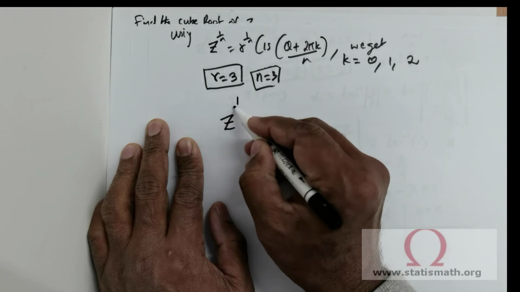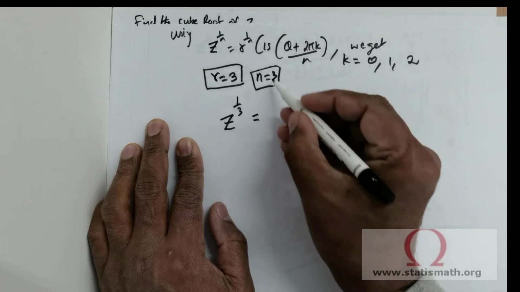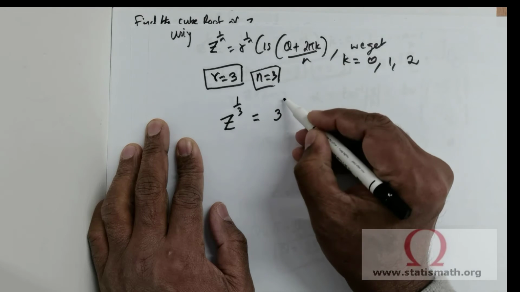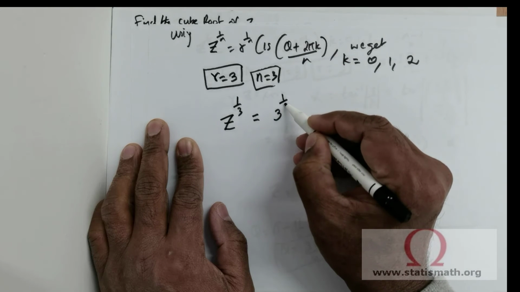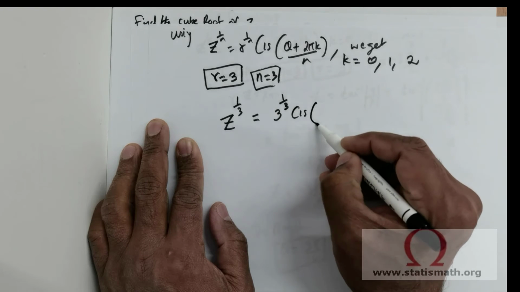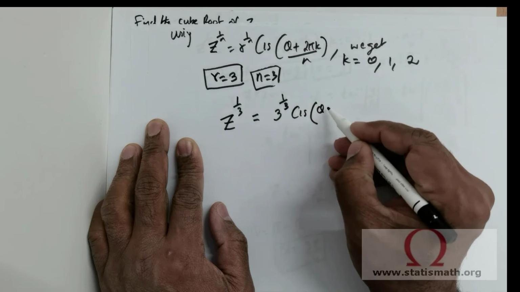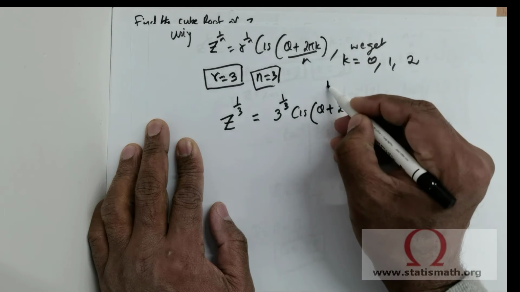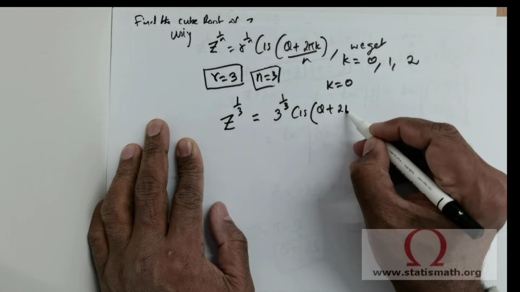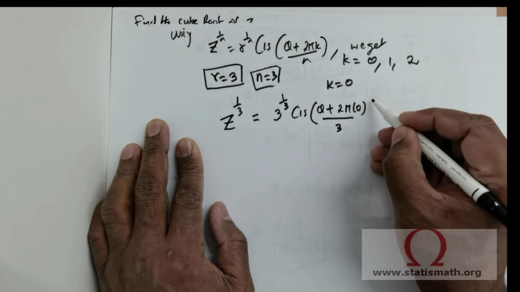So z raised to the power 1 over 3 is equal to, my quantity for r is 3 raised to the power 1 over n, that's going to be 3 there, and cis of theta positive, for k is equal to 0, this is going to be 2 pi of 0 divided by 3.